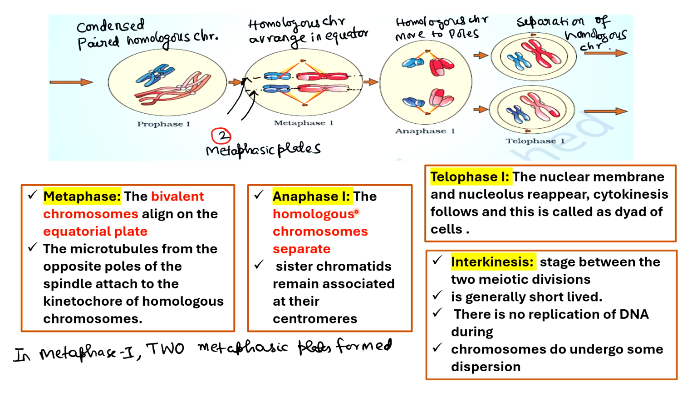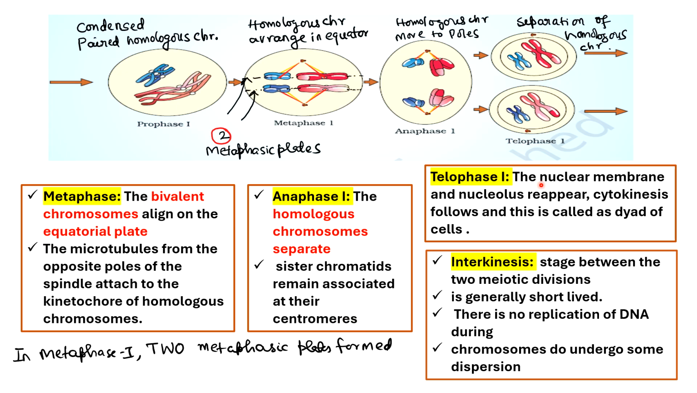Next, let's see anaphase 1. So what is happening in anaphase 1? The homologous chromosomes separate. The homologous chromosomes move towards the opposite poles, with the centromere leading first, followed by the chromatid, followed by the chromosome arms. Sister chromatids remain associated at their centromeres.